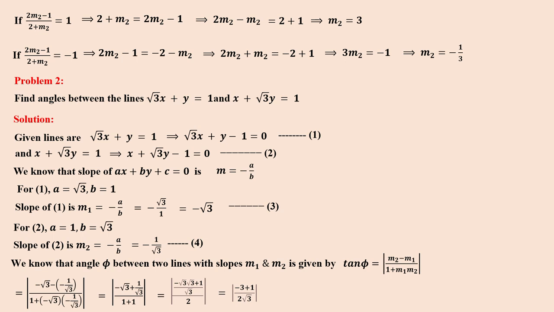So root 3 into root 3 is 3, right? Minus 3 plus 1 in the numerator. Take that root 3 to the denominator. The root 3 is in the denominator of the numerator, and already you are having one number in the denominator, so take it to the whole denominator. So 2 root 3. So minus 2 by 2 root 3 is equal to minus 1 by root 3, that is equal to plus or minus 1 by root 3, right?